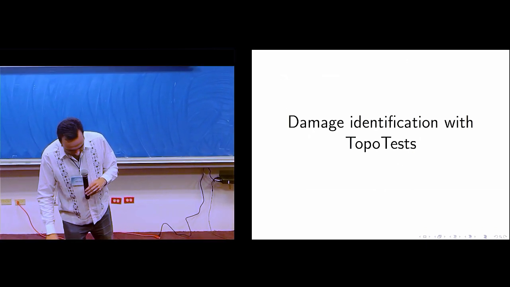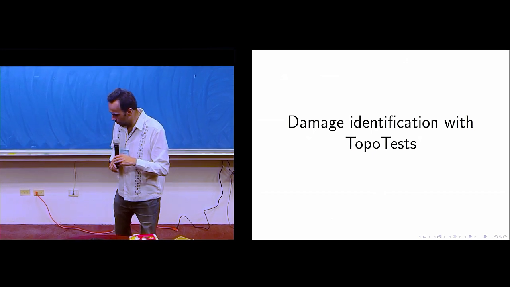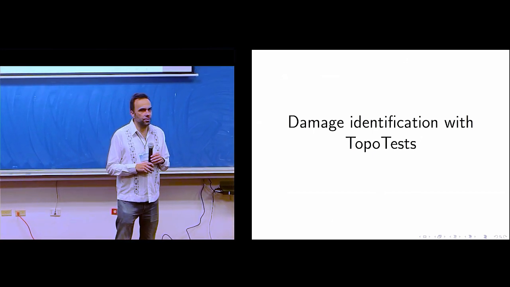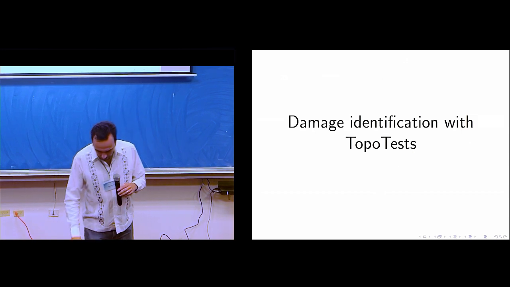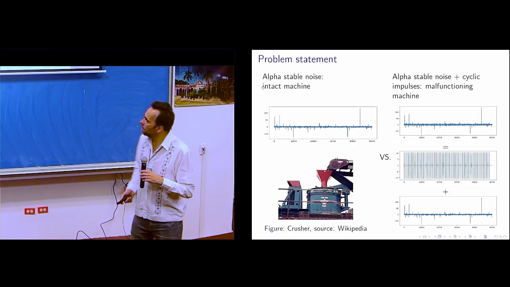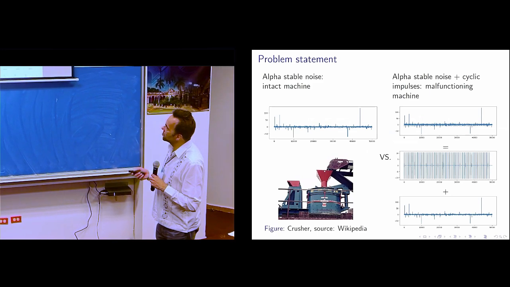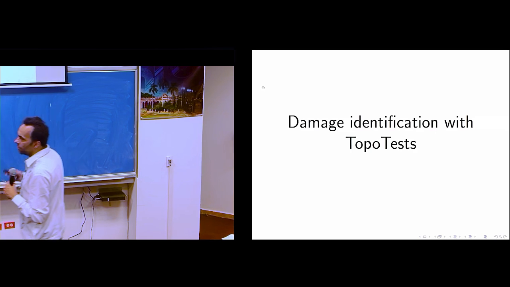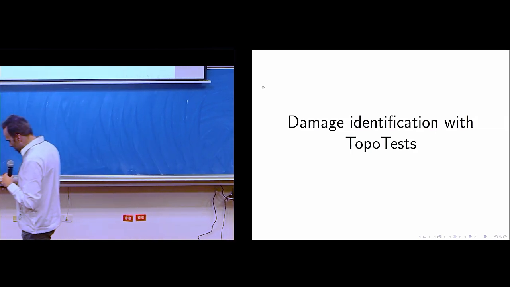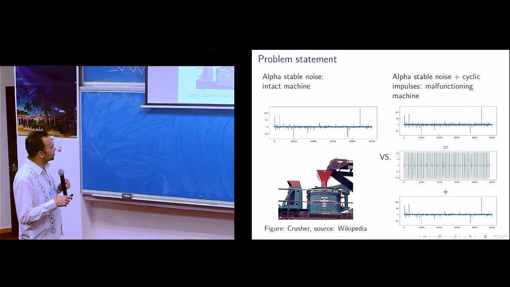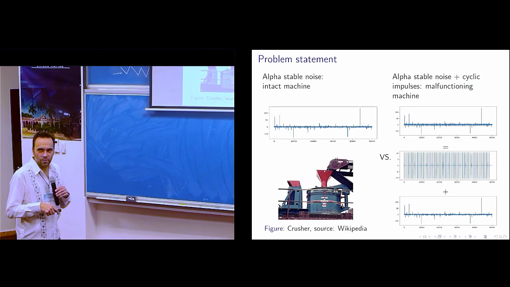We actually are working with one of the bigger Polish companies. It's actually in the mining industry. They are copper mining people. And they are interested in the problems of anomaly detection or damage identification in big machines. So for instance, they have a lot of those. It's called a crusher.